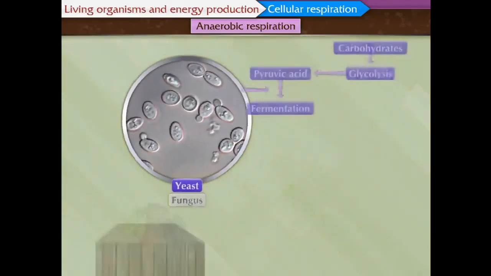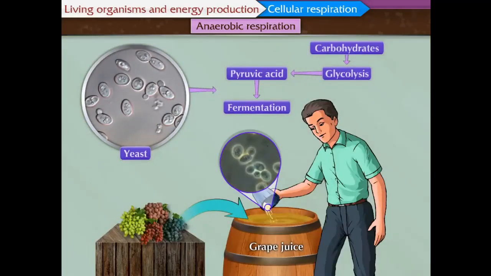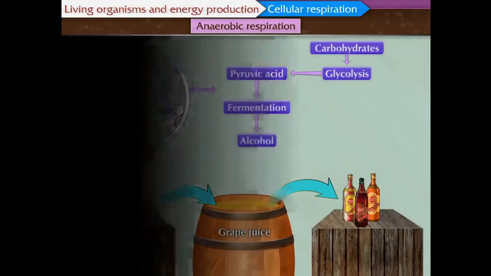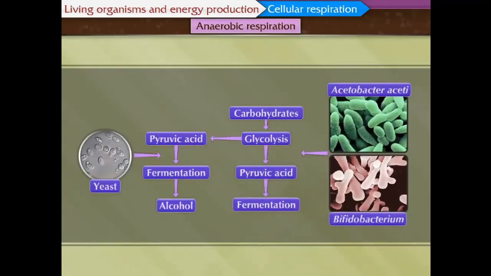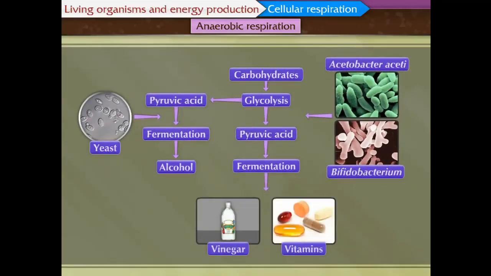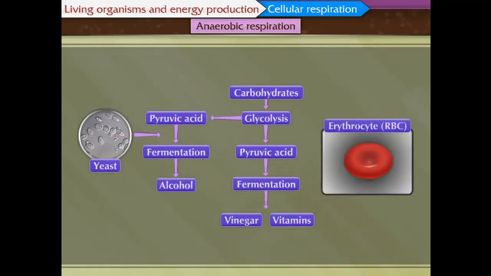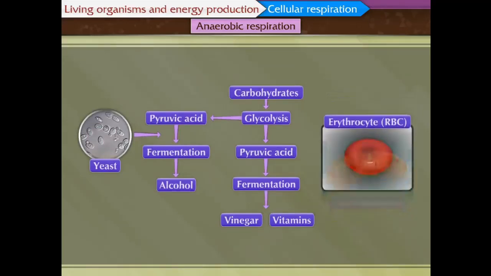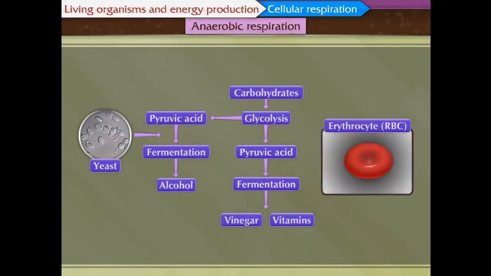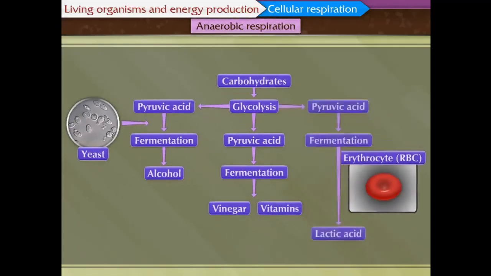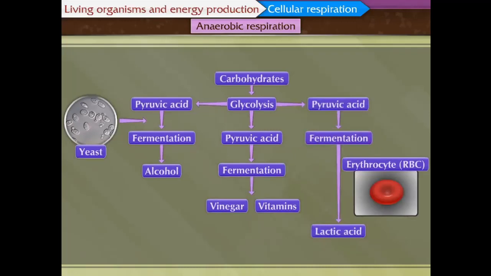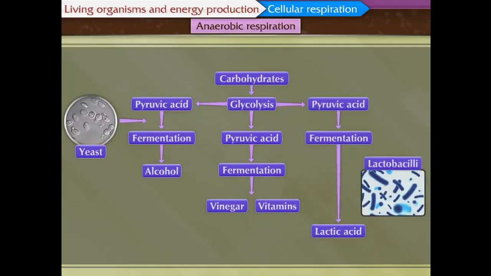Yeast, a type of fungus, carries out fermentation of pyruvic acid and converts it into alcohol. Similarly, various microbes after fermentation convert pyruvic acid into different products such as vinegar, vitamins, etc. Red blood cell or erythrocyte does not have mitochondria. Therefore, RBCs entirely depend on anaerobic respiration for energy production, and lactic acid is produced by fermentation. Similarly, lactobacilli, bacteria present in milk, after fermentation turn pyruvic acid into lactic acid.